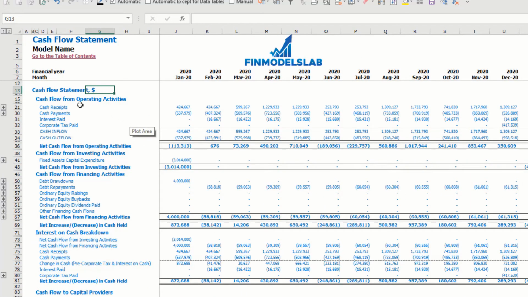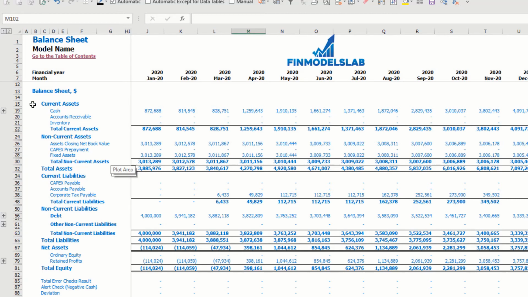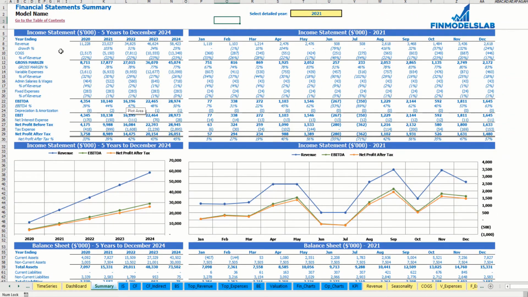On the cash flow statement, you may see your cash flow broken down by cash flow from operating activities, cash flow from investing activities, and cash flow from financing activities. The same information you may see on the cash flow statement in indirect method, operating, investing, and financing activities, but in more collapsed form. Just easier to see the information here. And the balance sheet will show you the breakdown of your current assets, non-current assets, current liabilities, non-current liabilities, and equity by its subcategories.